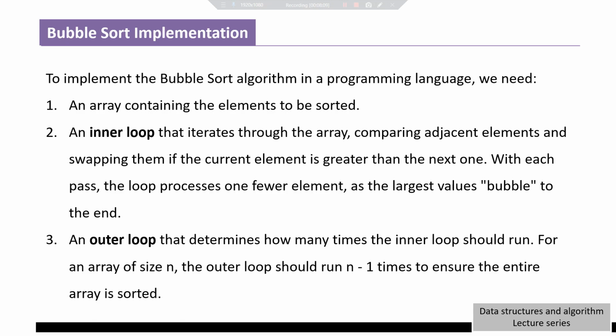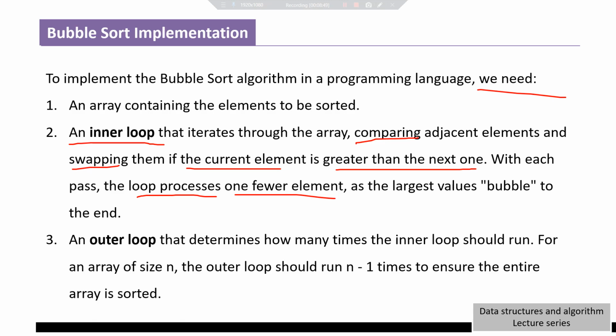So to implement bubble sort, what do you need? To implement the bubble sort algorithm in a programming language, we need an array containing the elements to be sorted. Then an inner loop that iterates through the array. The inner loop will traverse through the elements of the array, comparing adjacent elements and swapping them if the current element is greater than the next one. With each pass, the loop processes one fewer element as the largest values bubble to the end.